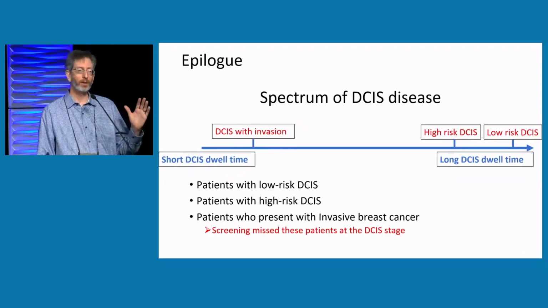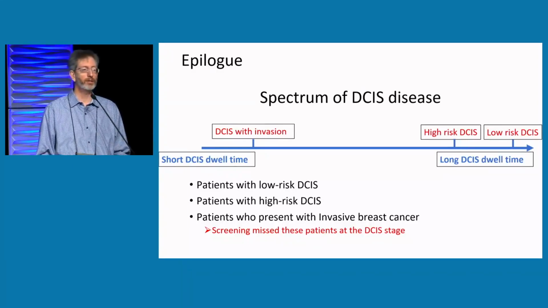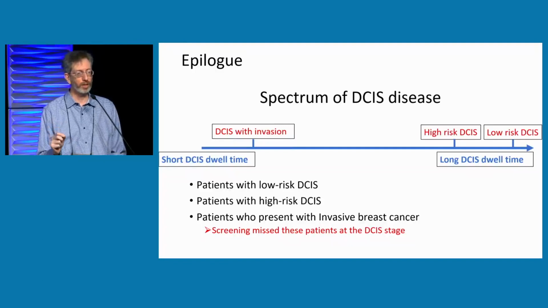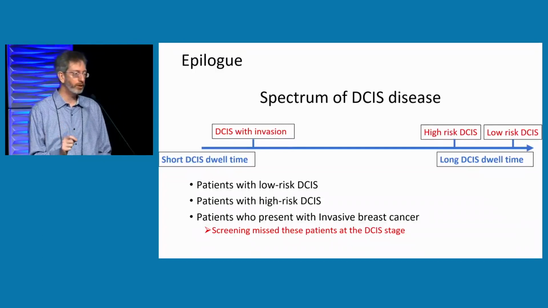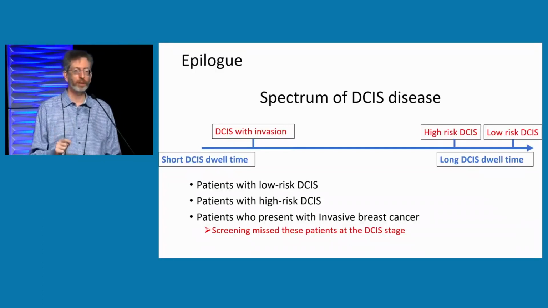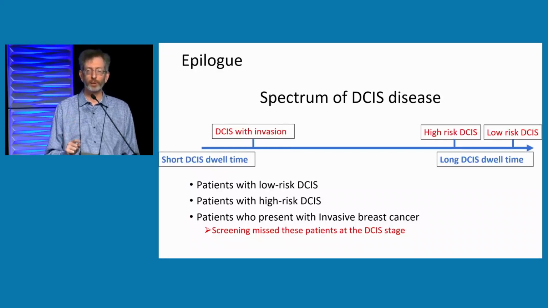In fact, on the other side is DCIS that presents with invasion. Those DCIS have a very short dwell time, and we missed those patients on screening. So those are the patients, if we could study those patients, that would have the biggest effect.